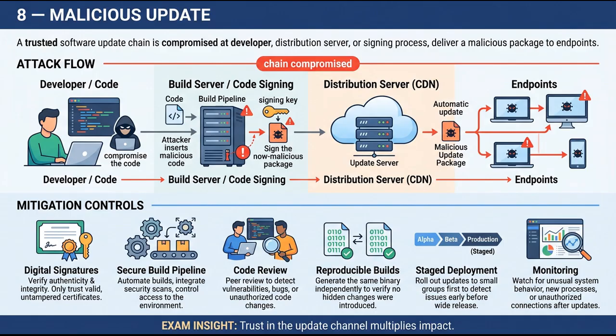Organizations receiving updates should validate signatures, stage deployment, test behavior, maintain rollback capability, and watch for unusual network or process activity after installation. On the exam, a legitimate update channel delivering harmful code points to a malicious update or supply chain weakness rather than ordinary phishing.